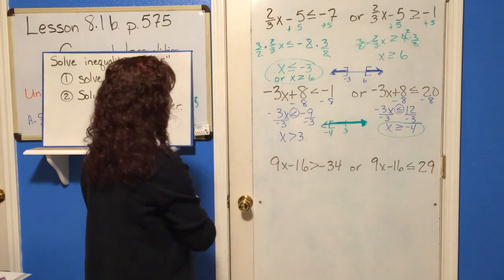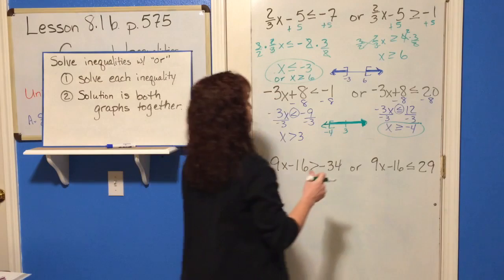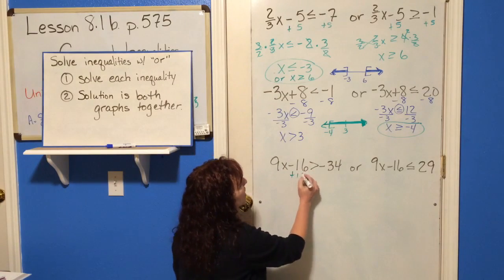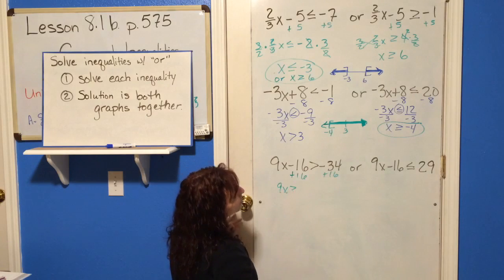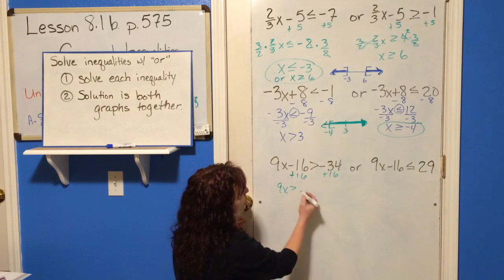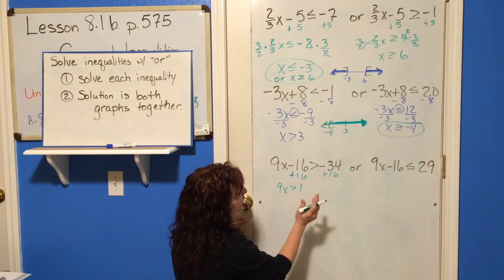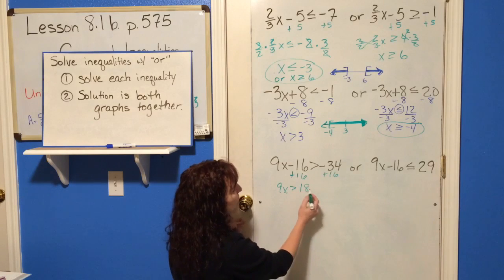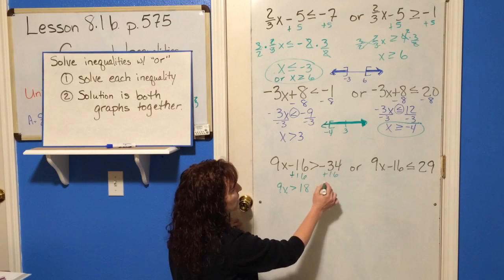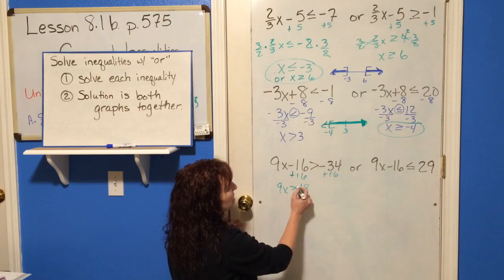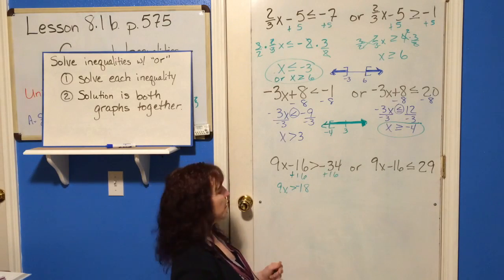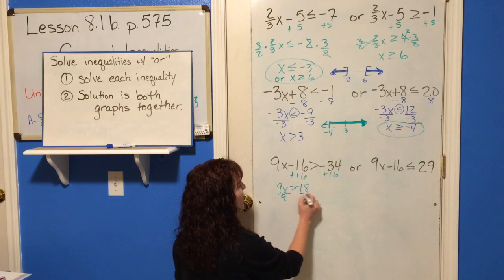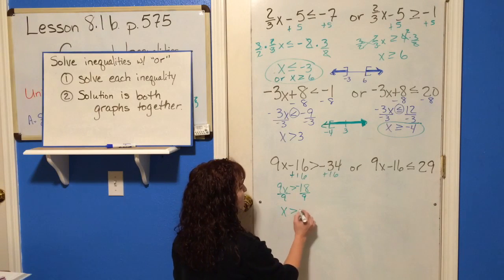All right, last one. Same thing. Let's solve both. Add 16 to both sides. 9x is greater than, I can't do this in my head. 3, 2, 1, 4, 5, 6. Is that 18? 9, 10, 11, 12, 13, 14. Yes, because this is negative, okay? So negative 34 plus 16 is negative 18. And then divide by 9. X is greater than negative 2.